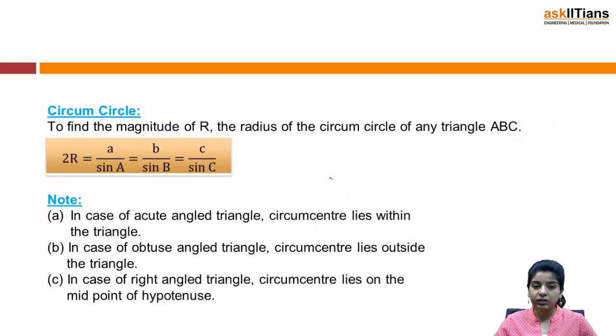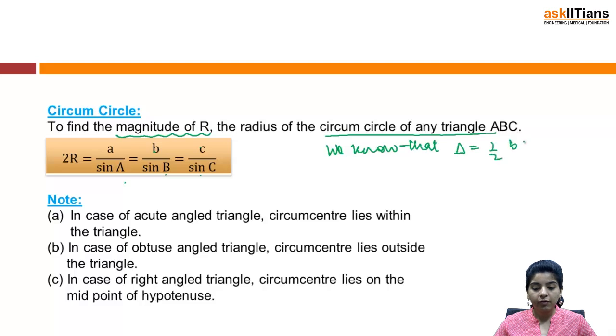Next is circumcircle. To find the magnitude of R, the radius of the circumcircle of any triangle ABC, 2R would be equal to a by sin A is b by sin B is c by sin C. So in this case what happens is, now see, we also know that the area is given by half bc sin A. We have discussed in one of the previous sessions that delta is equal to half bc sin A.